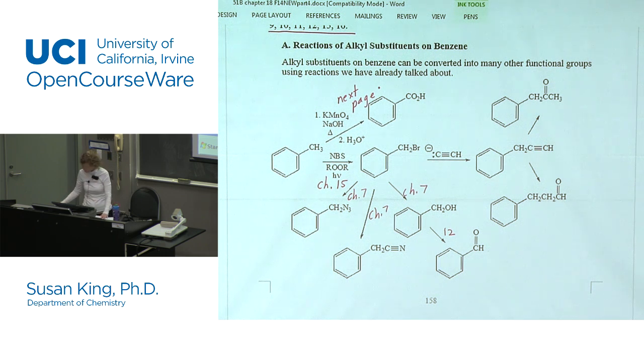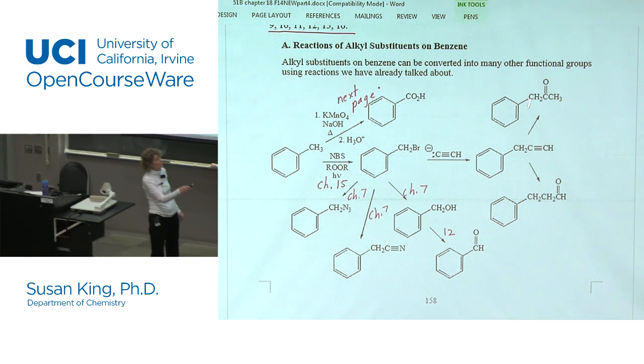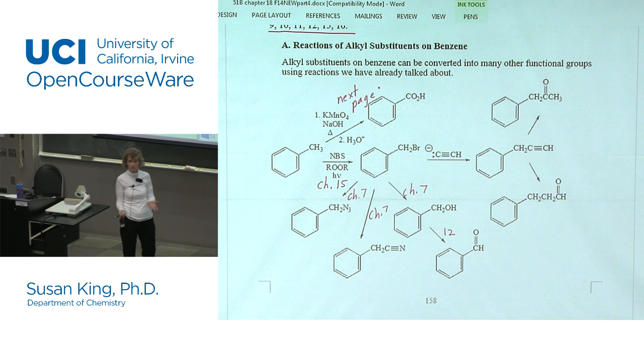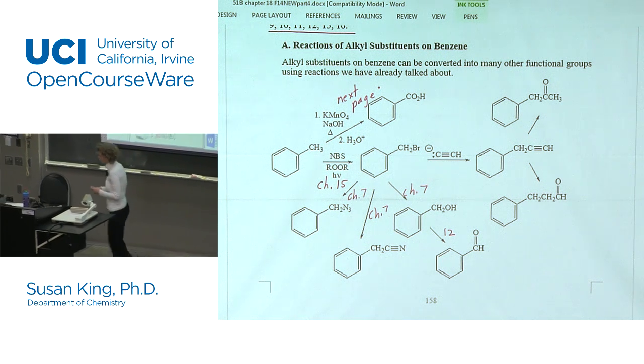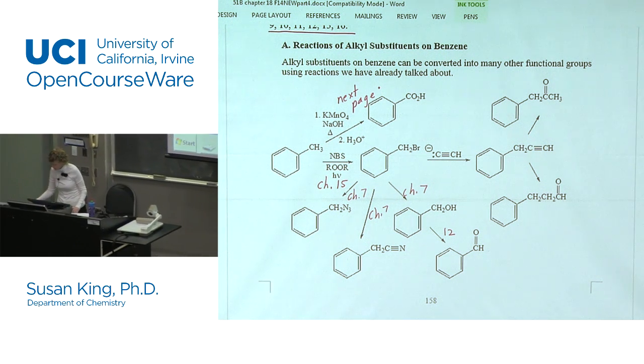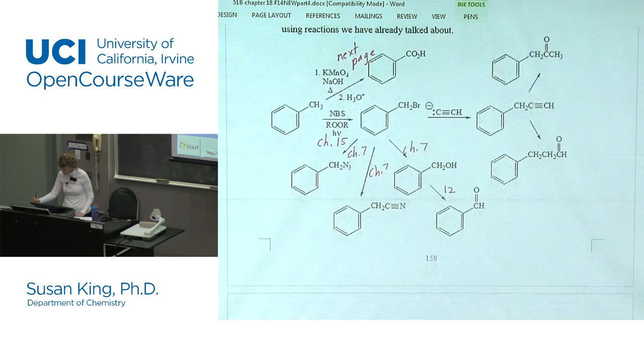In other words, what you're not going to be able to do is put this group on directly by just throwing a chlorine on this and then adding AlCl3. So that's the take-home message here. You're going to have to do these more complicated ways.